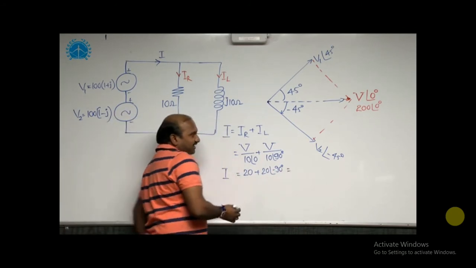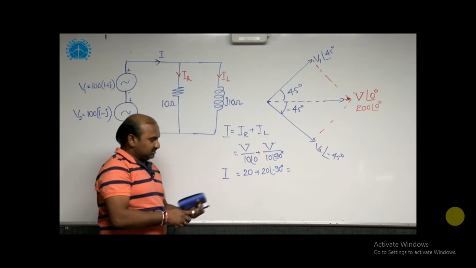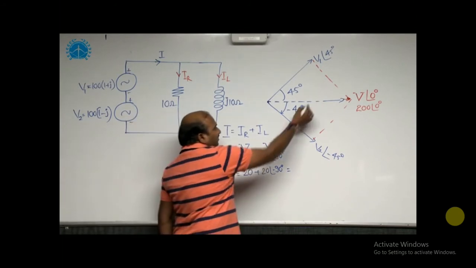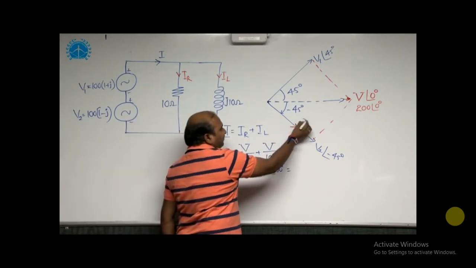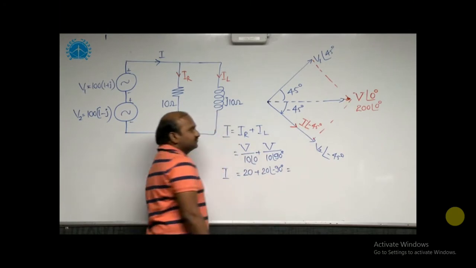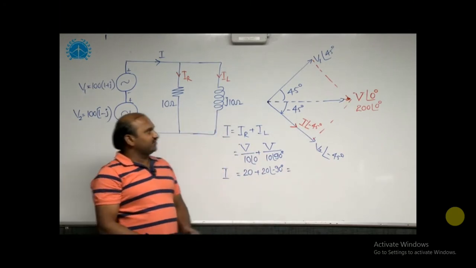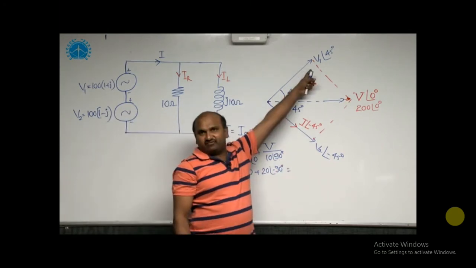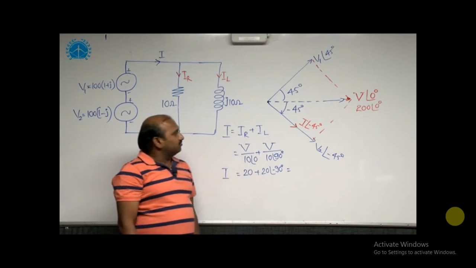The current lags the reference total voltage in the phasor diagram. I can consider this as minus 45 degrees. Then the phase angle between I1 and V1 is minus 90 degrees.